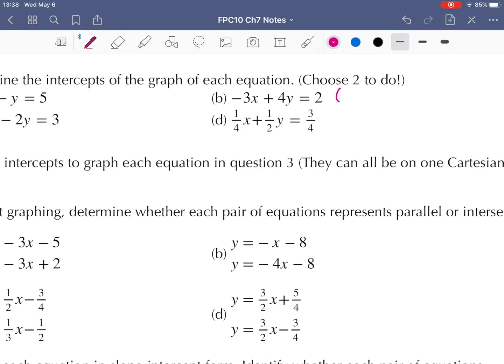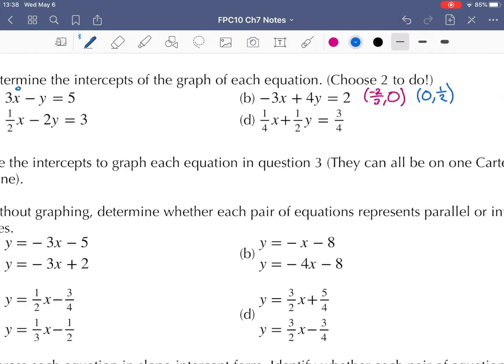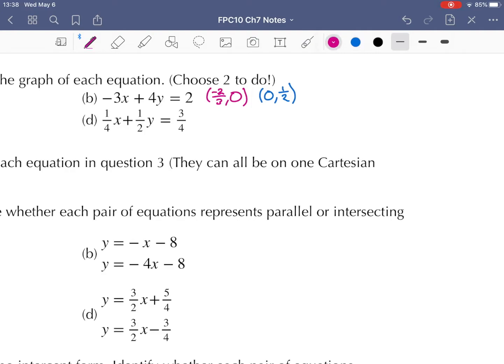When I put 0 in for x, I get -5 for y. For letter B, I've got an x-intercept at -2/3, 0. And my y-intercept is at 0 and 1/2. For letter C, x-intercept is at 6, 0. And my y-intercept is at 0, -3/2. Now letter D, I'm going to demonstrate how to do letter D.